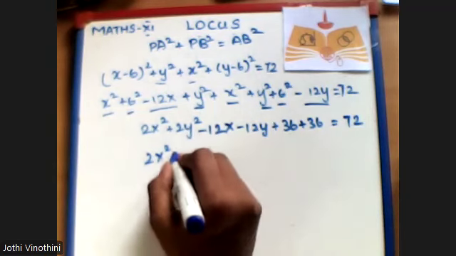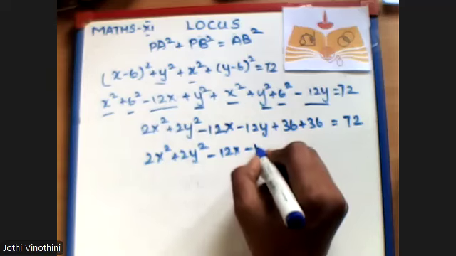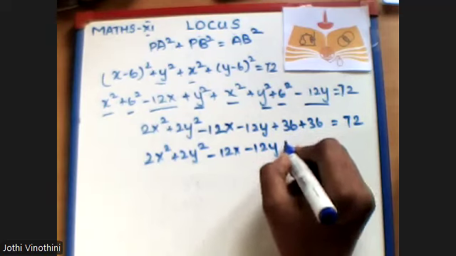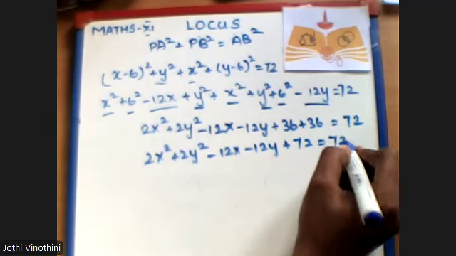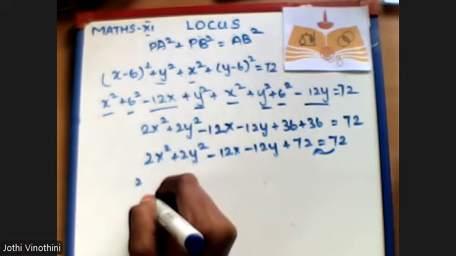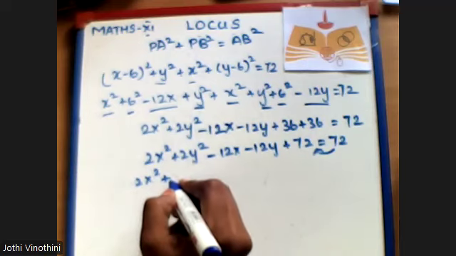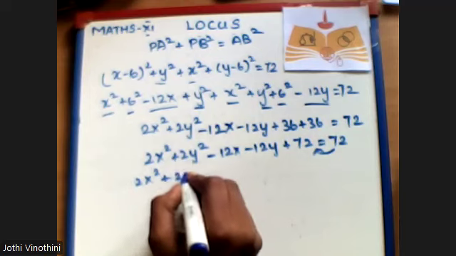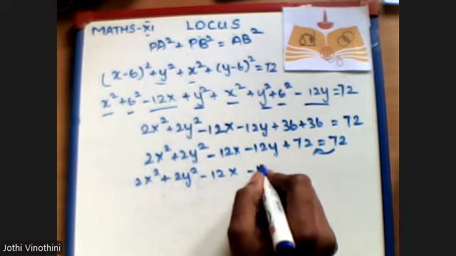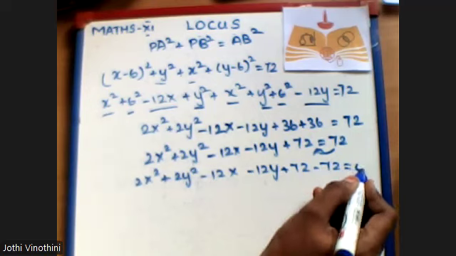So 2x squared plus 2y squared minus 12x minus 12y plus 72 is equal to 72. So I'm going to take this 72 here. So 2x squared. Somebody already gave me the answer. Super guys in the chat box, right? So 2y squared minus 12x minus 12y, so plus 72 minus 72, which is equal to 0.